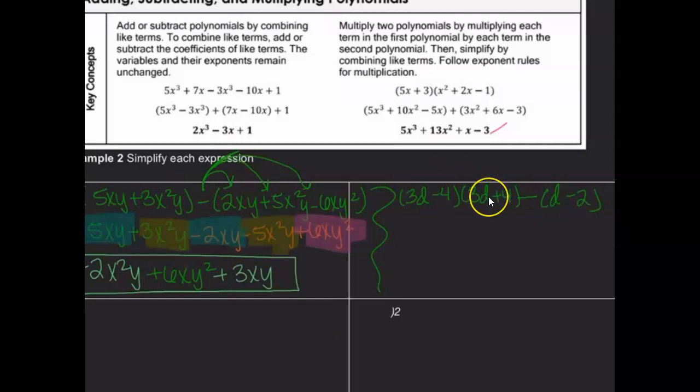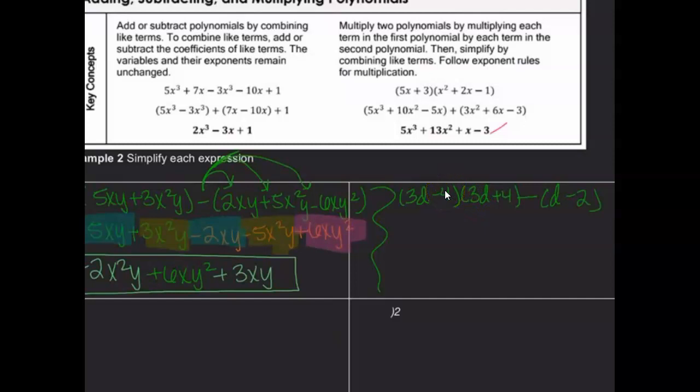I see a parentheses touching a parentheses, which means I can multiply. I also see a negative in front of a parentheses, which means I can distribute the negative. So this will have multiple things that are going on here, which is okay. So let's start here. When you're having a binomial, a two-termed expression, times another two-termed expression, you are going to use FOIL.